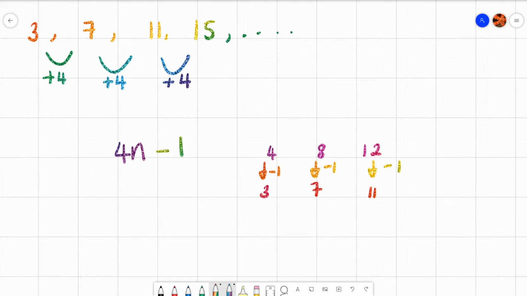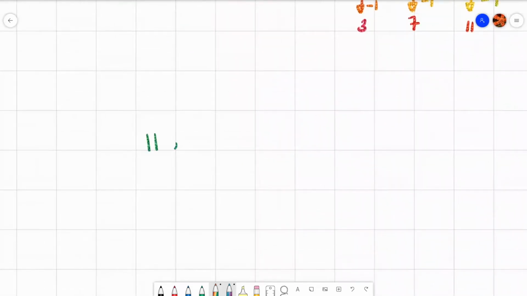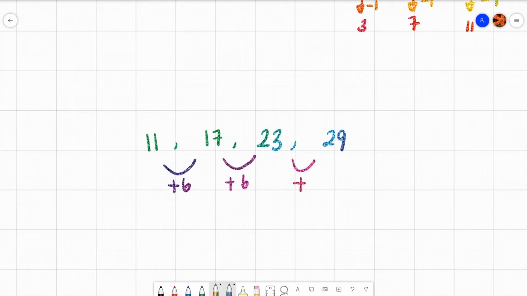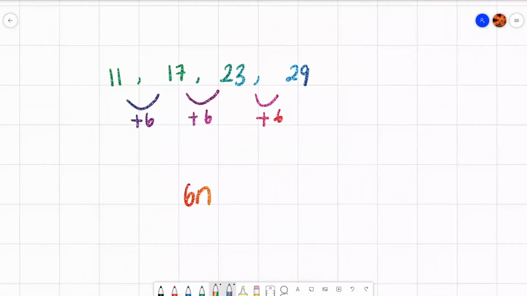Let's have a look at another one then. Let's have a look at 11, 17, 23, and 29. Okay, how do we get from each number this time? 11 to 17 is add 6. That is also add 6, and that's also add 6. So this time we're saying it's the 6 times table, so 6n. Is that the 6 times table? No, it isn't. So let's write the 6 times table.